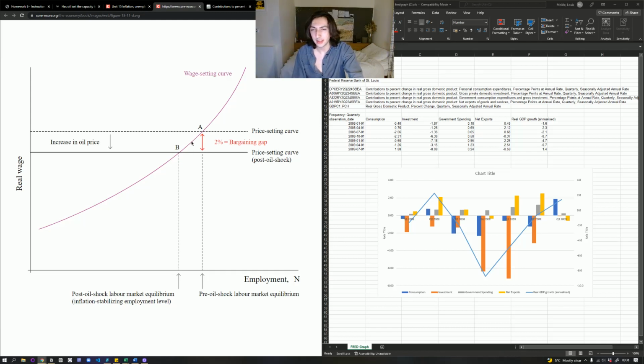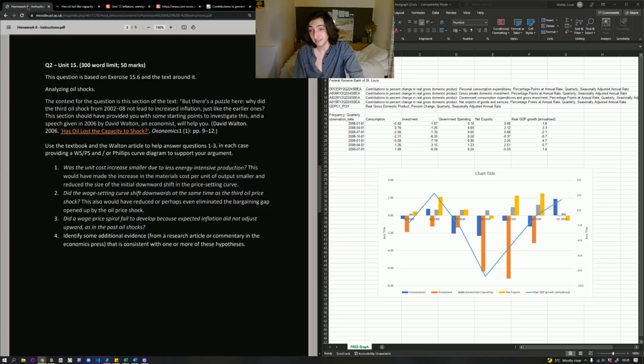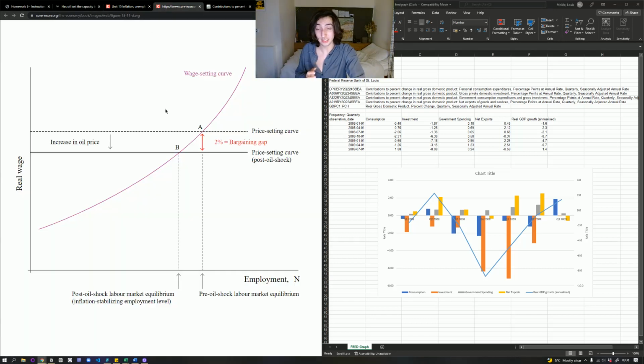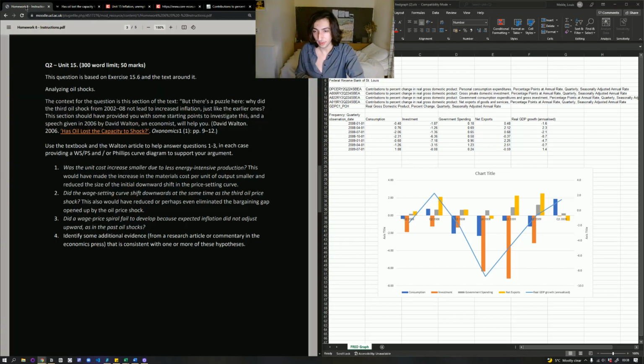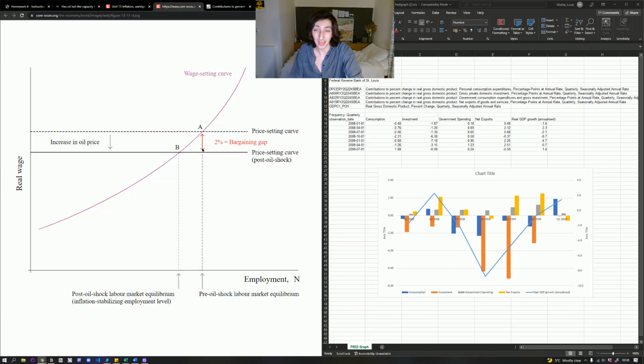I don't know if that actually works. When it says up, does it perhaps mean right? The wage setting curve, I think it might mean right. I don't know. Maybe? So if the curve is moving to the right, I can see how it's reducing the bargaining gap. Oh, wage term, shifting downwards at the same time. Yes, okay, so if it's shifting downwards, then that does reduce the bargaining gap.